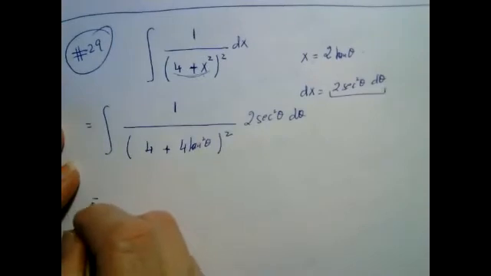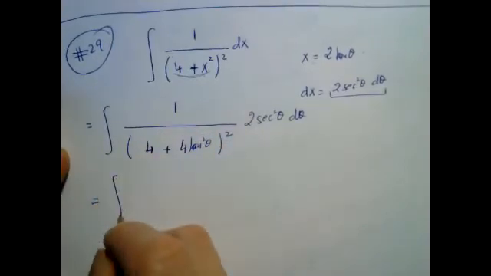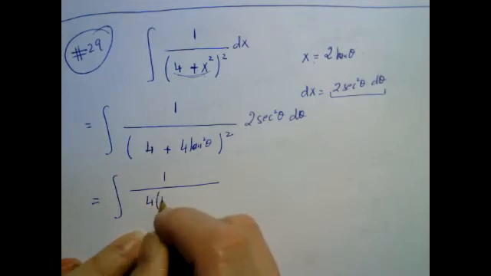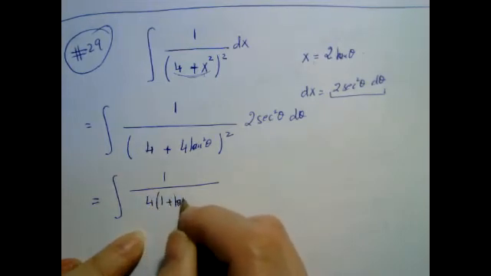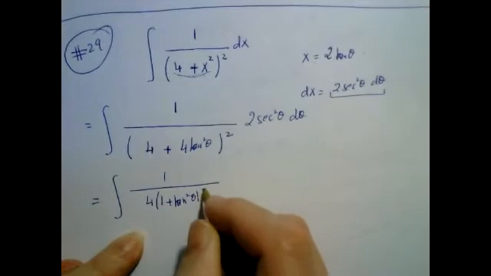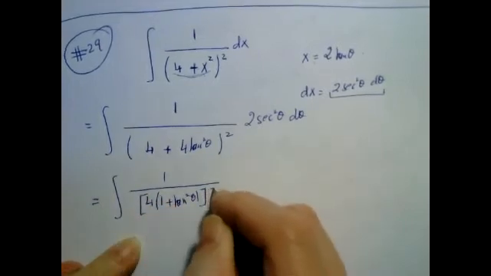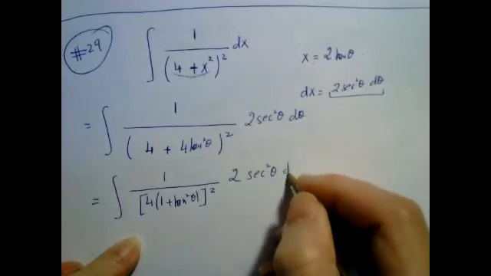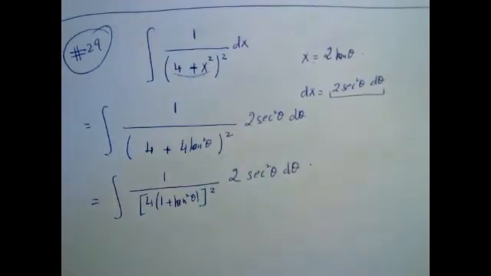Of course, the idea is to simplify this expression. I'm going to factor out my 4. I will be left with this piece right there, and the whole thing squared, times 2 secant squared theta d theta. All right, let's see what we get from here.